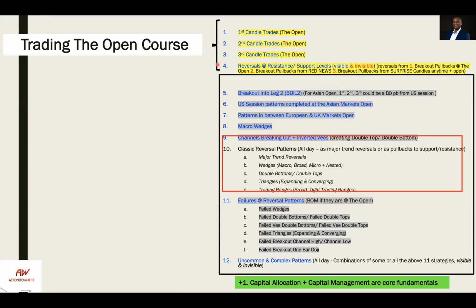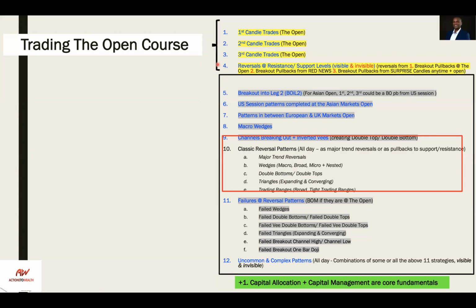These support levels can be visible, in other words, you can see them on your chart, or they can be invisible. In other words, you have to put in measured moves or leg 1, leg 2 extensions to see the things that computers, or experienced large volume traders, are seeing. But you can see that by knowing how to use the tools on MT4.